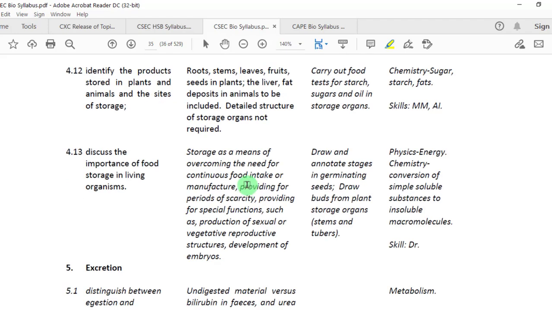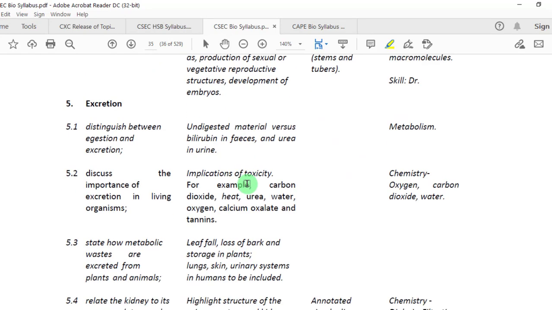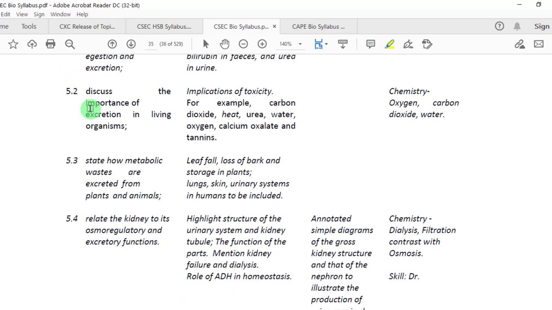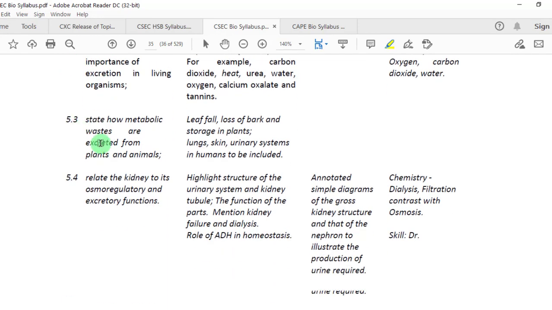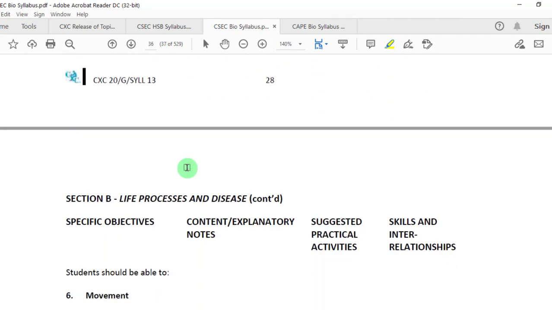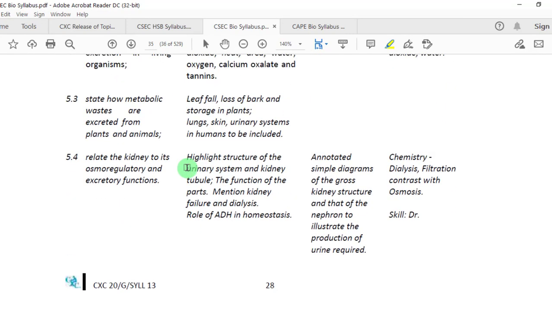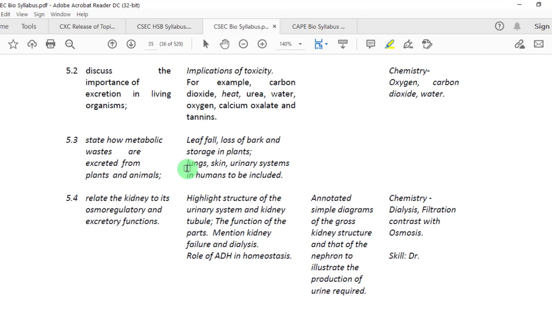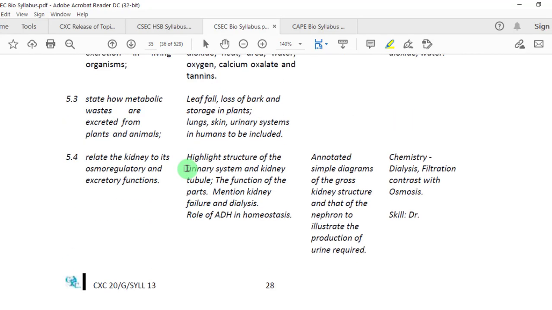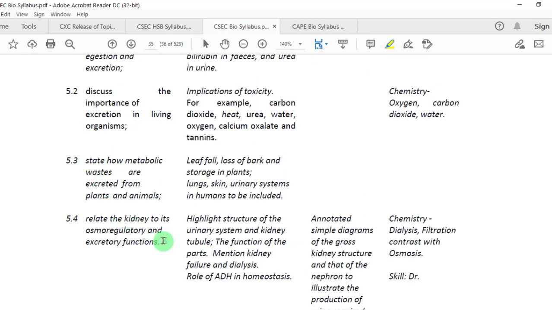Now let's go to excretion, which is right after. So we have number 5, subsection 5. Anything with 5.1, 5.2, 5.4, all of that would be excretion. And as you can see, it seems to be a short topic. It's about 4 objectives, 5.1 to 5.4.